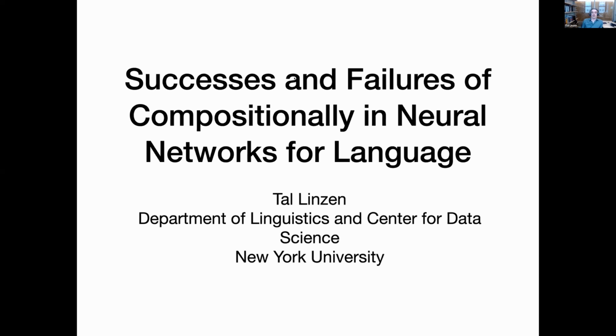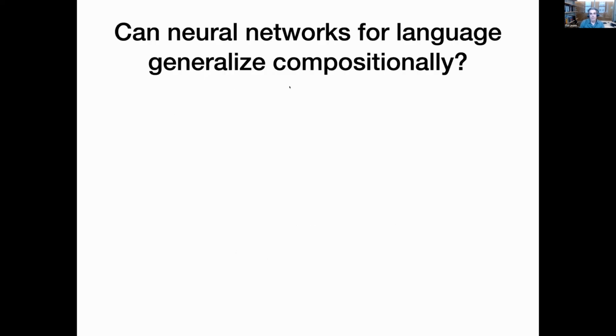So I'm going to give a talk that's a little bit more in the weeds than some of the other talks here. Hope that it will still be helpful for folks. The question that we have for this workshop is whether neural networks for language can generalize compositionally, and my answer is going to be that it really depends.